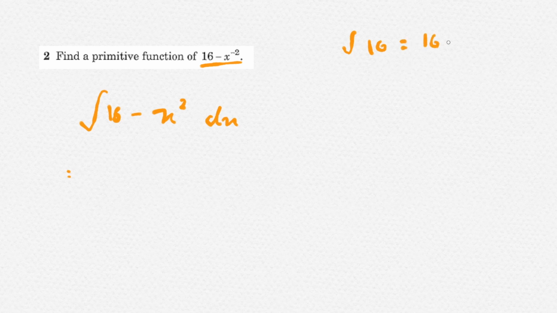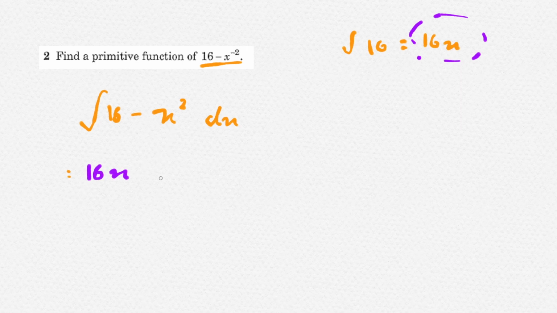Let's try a similar question to this. Find a primitive function of 16 minus x squared. Now, the integration of 16 minus x squared dx. Let's calculate this. The integration of 16, as we have learned in the previous question, would always be the constant times x. Therefore, the integration of 16 would be 16x. So let's write this first part down. 16x minus the integration of x squared.